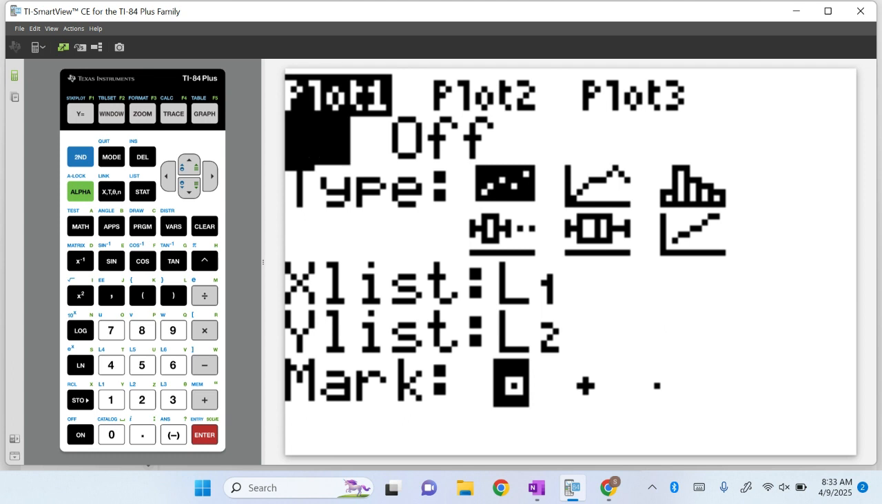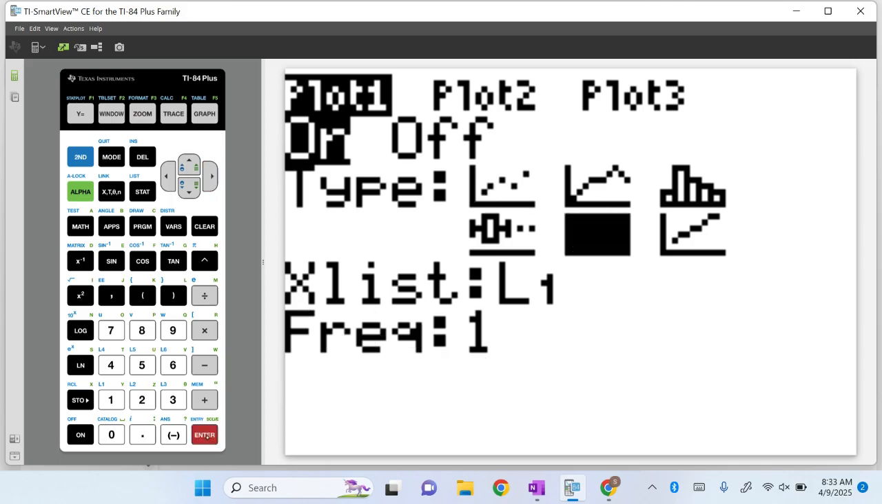Now, do you see this one right here? That is our box plot. So I'm going to use my arrow keys to get to that box plot. So this is the one we want to use, the one that looks like a box with a line in it. This one is outliers. We'll talk about that next week. But we only care about this one right now. So I'm going to hit enter. And it's telling us to put this in list 1. And then I'm going to hit enter again and graph.